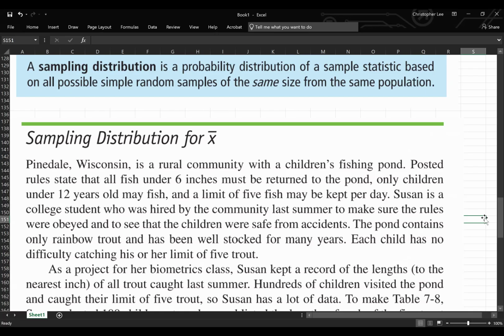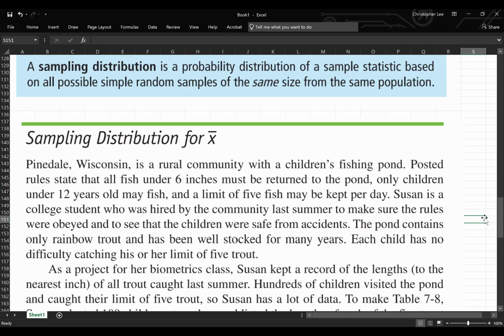I think it's Pinedale. Wisconsin is a rural community with a children's fishing pond. That's real nice. Posted rules state that all fish under 6 inches must be returned to the pond. So only children under 12 years old may fish, and a limit of 5 fish may be kept per day. Susan is a college student who was hired by the community last summer to make sure the rules were obeyed and to see that the children were safe from accidents.